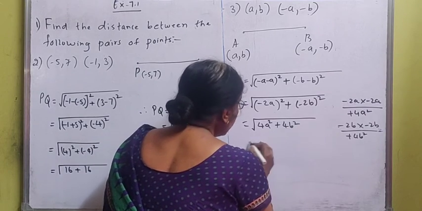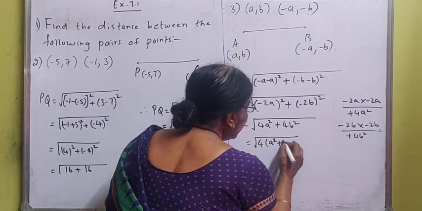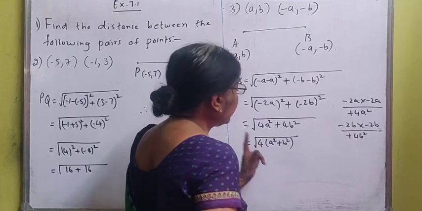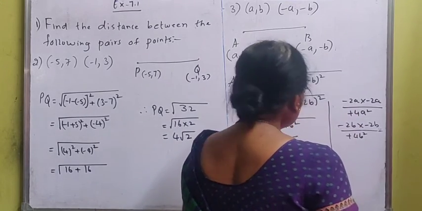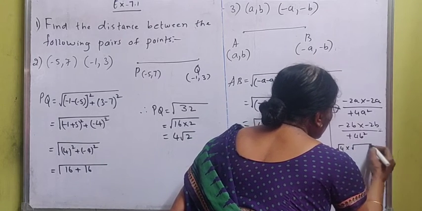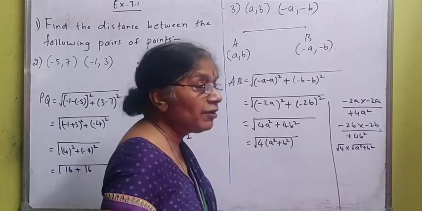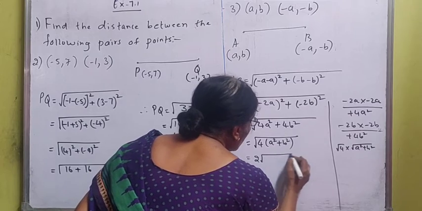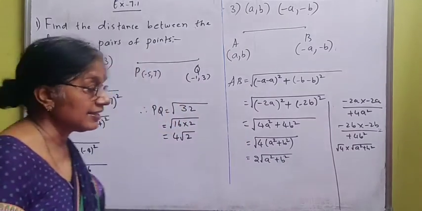Okay, so what can I do over here? 4 I can take out common: root of 4 times (a square plus b square). So this is nothing but root 4 into root of a square plus b square. You can bifurcate this. Square root of 4, we know what it is. It is 2. So 2 root a square plus b square is your answer.